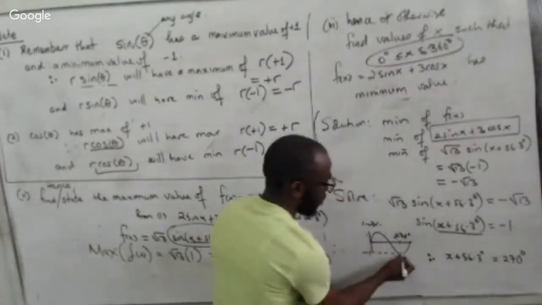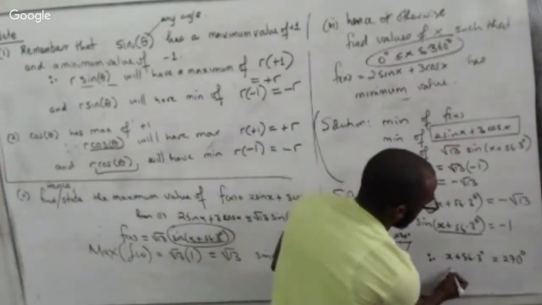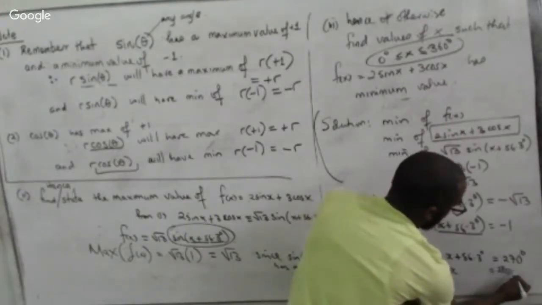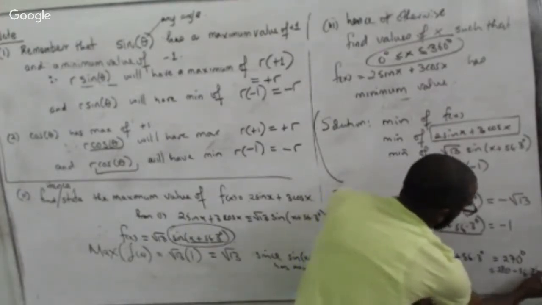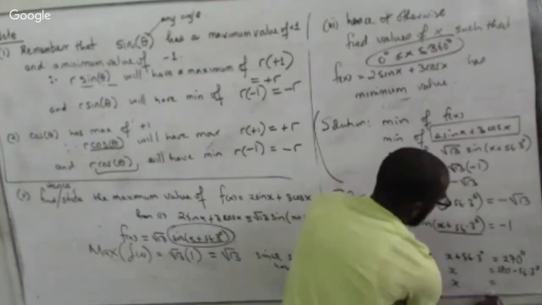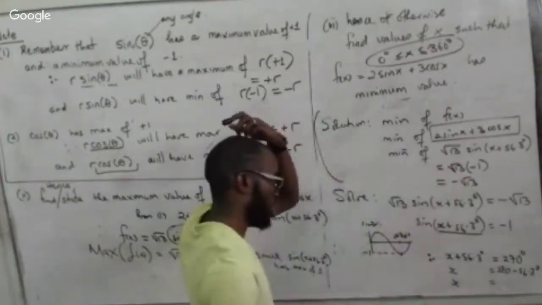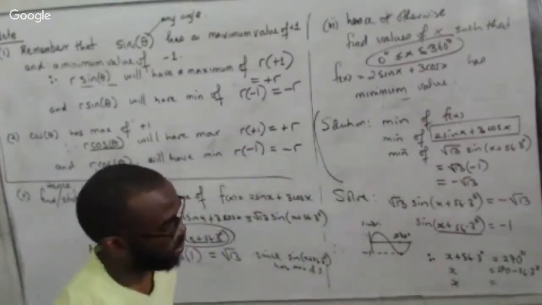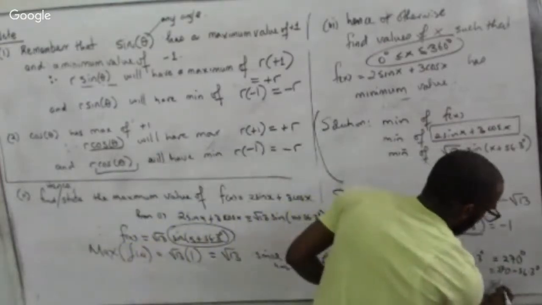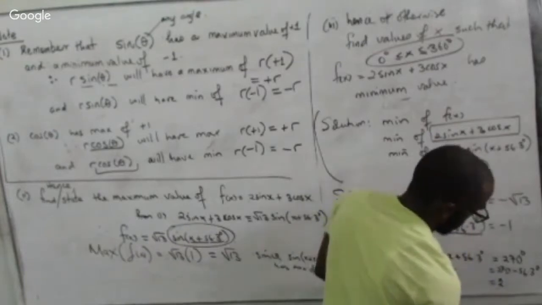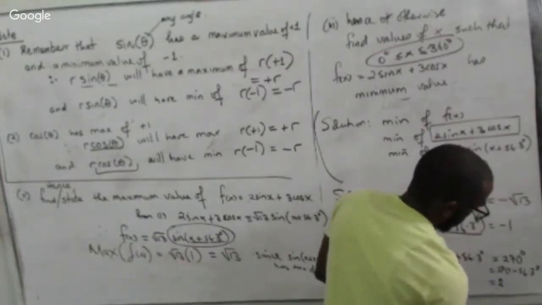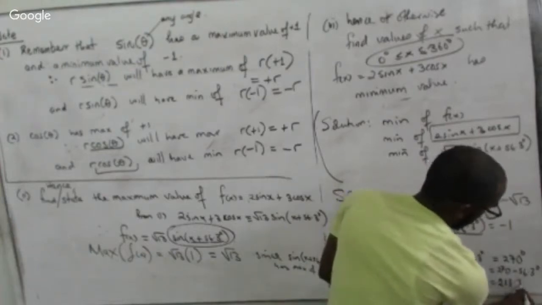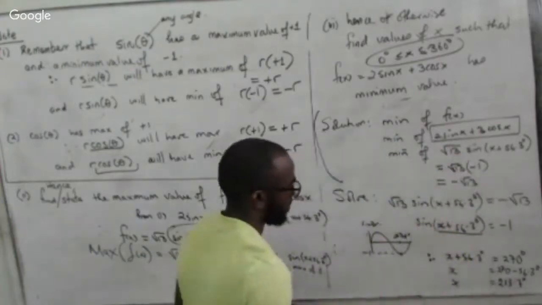So in this case, because only one value, I would get x equal to 270 minus 56.3 degrees. What is x in this case? More than 3.7. That's correct? Yeah.